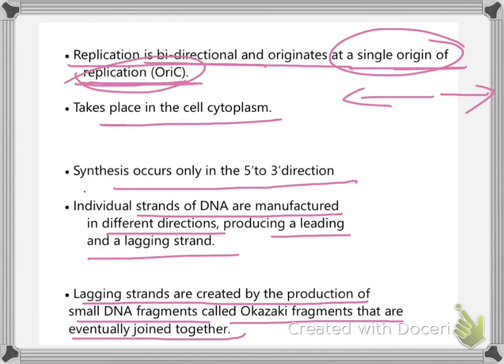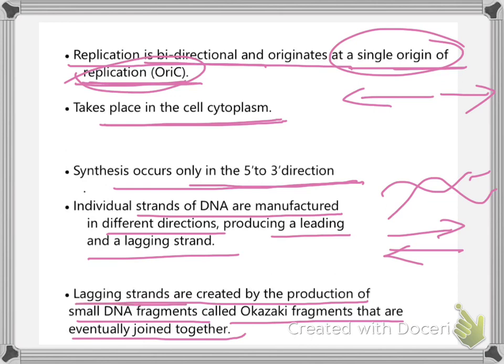The replication takes place in the cell cytoplasm, and it occurs in the 5' to 3' direction. There are two strands in the double-stranded DNA. One strand is synthesized in this direction and the other is synthesized in this direction. The continuous strand is known as the leading strand and the discontinuous strand is known as the lagging strand, which we will discuss later. The lagging strands are created by the production of small DNA fragments called Okazaki fragments, and they eventually join together.